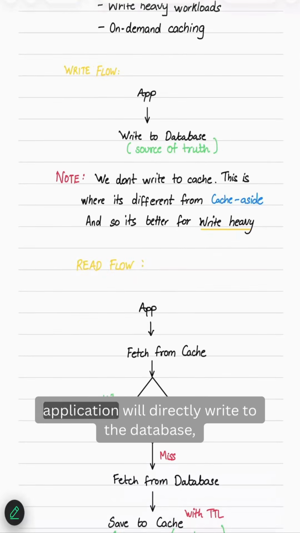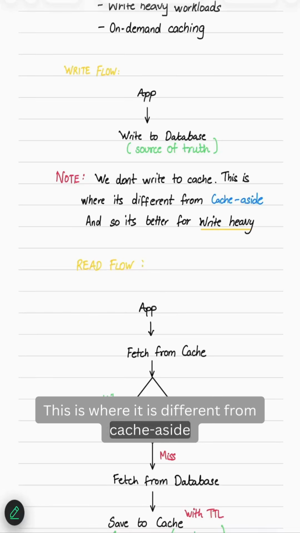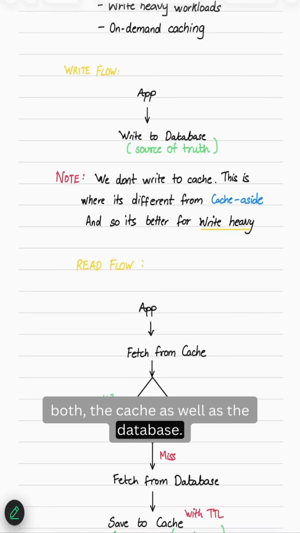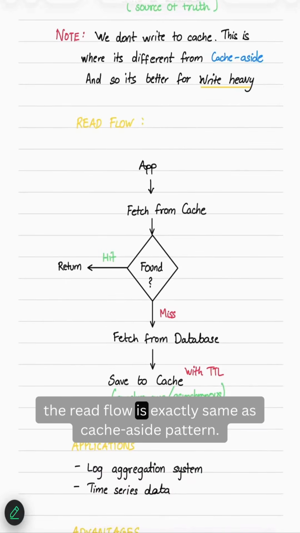In the write flow, the application will directly write to the database, which is the source of truth. This is where it is different from the cache aside pattern, in which the data is saved to both the cache as well as the database. However, the read flow is exactly the same as the cache aside pattern.